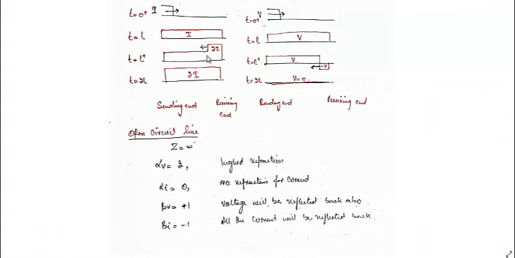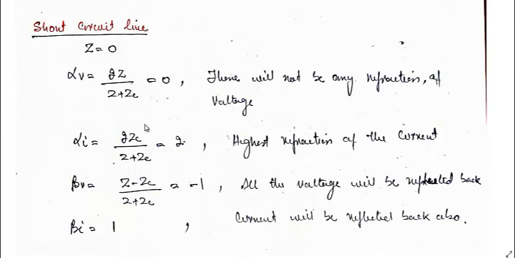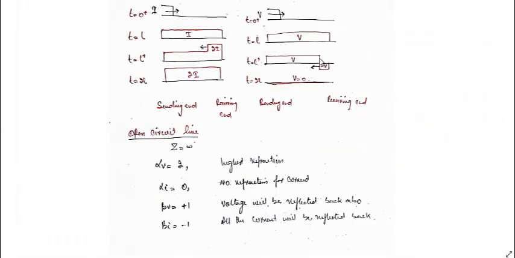That is why there will be a 2i that is reflected back. Actually plus 1 already, and now one more plus 1, that is 2i. Now what is the reflection voltage? The reflected voltage is minus 1. So minus V will be reflected back to the sending end.